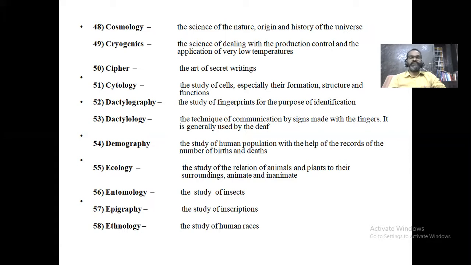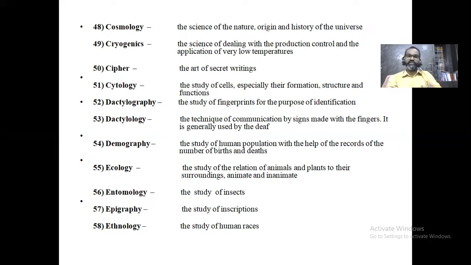And cytology, the study of cells, especially their formation, structure and functions. Cytology, how the cells are formed in our body. So the body is totally a combination of many cells, okay. It's not the cell of our battery or something like that, okay.